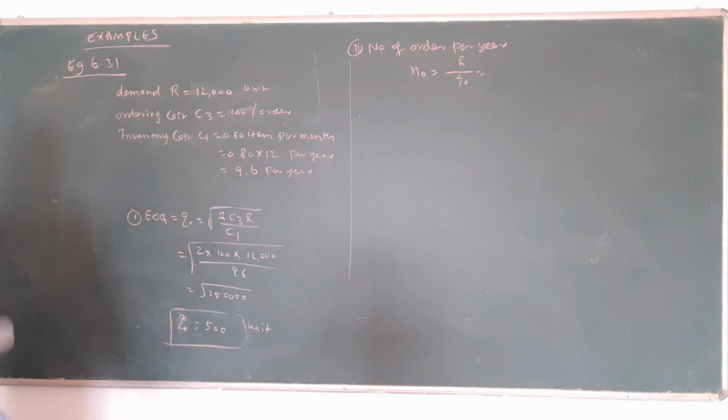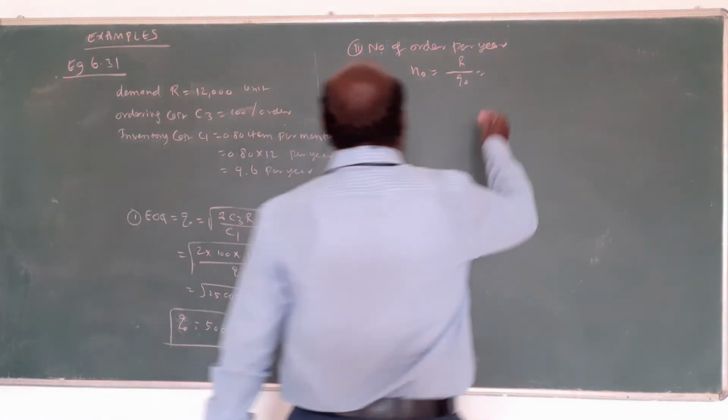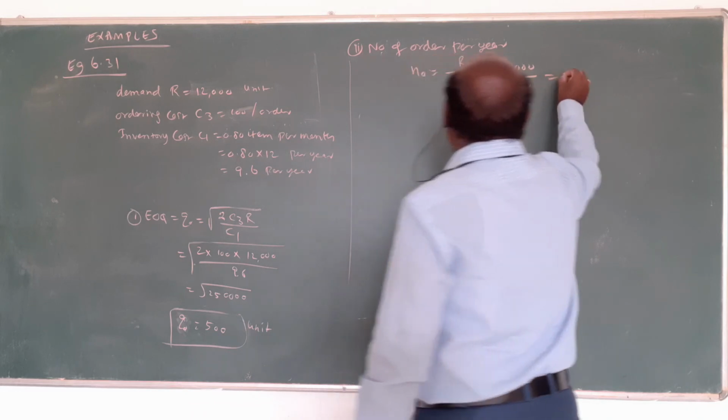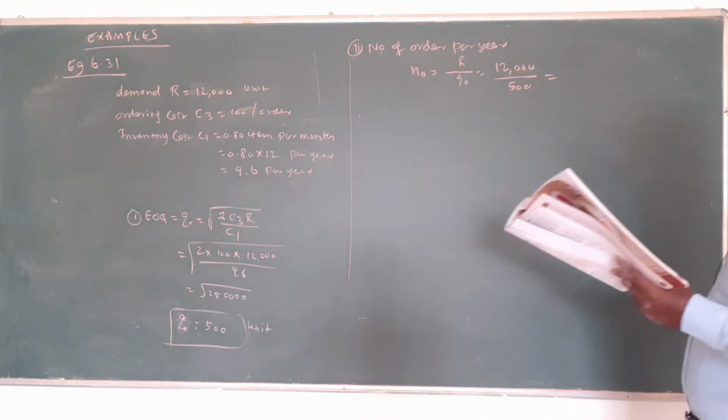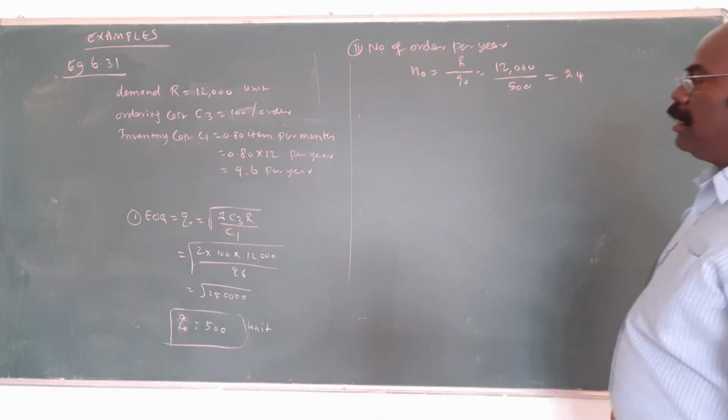The next one is what? The number of orders per year is asked. Same formula: R by Q naught. R is 12,000. Q naught is 500. Cancel. We get the answer 24.